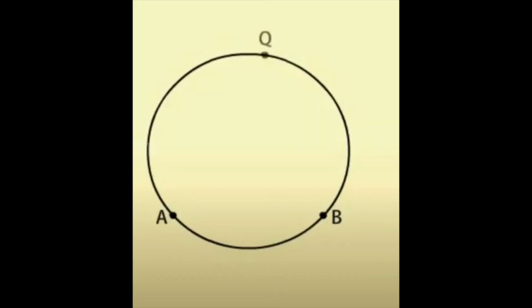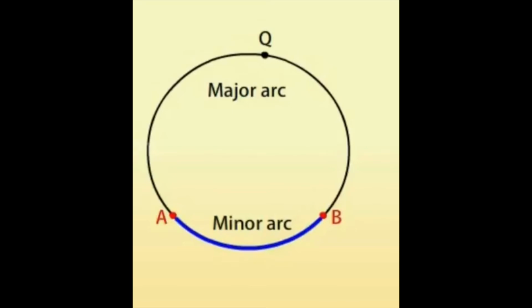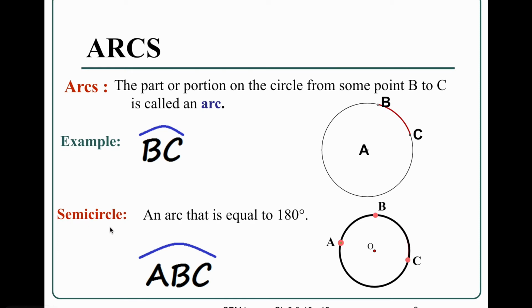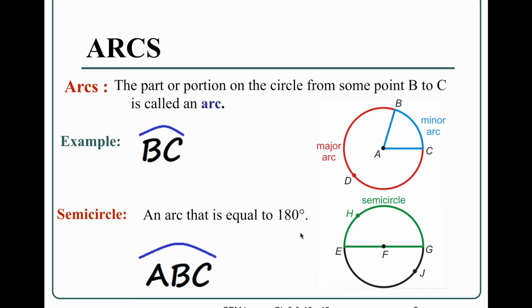Let's demonstrate it again. The major arc is the longer arc. AQB is the longer, or major, arc. The minor arc is the shorter one. AB is the minor arc. One of the major arcs is called a semicircle, and this semicircle is half of the circle. Semi is half of the circle, an arc that is equal to 180 degrees.